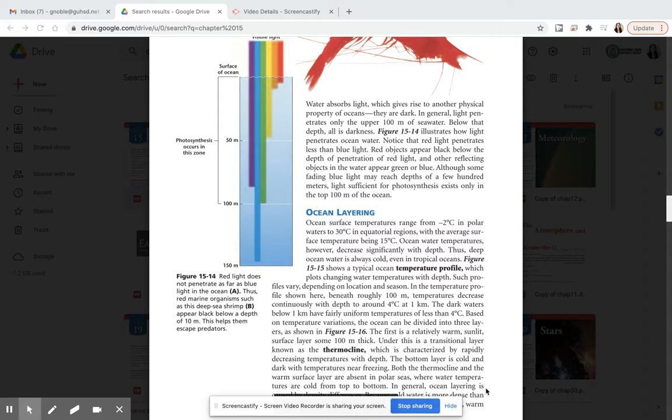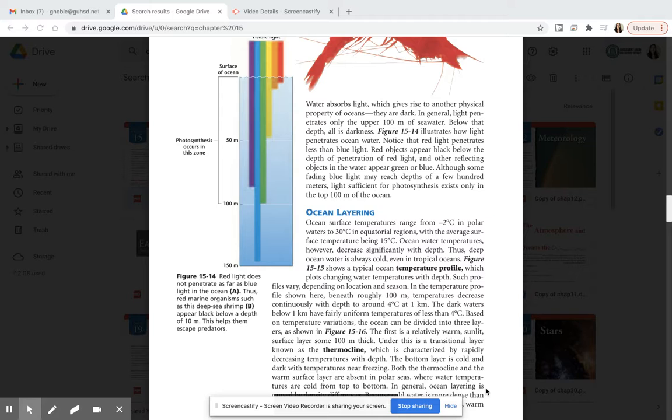Ocean layering. Ocean surface temperatures range from -2 degrees Celsius in polar waters to 30 degrees Celsius in equatorial regions, with the average surface temperature being 15 degrees Celsius. Ocean water temperatures, however, decrease significantly with depth. Thus, deep ocean water is always cold, even in tropical oceans.